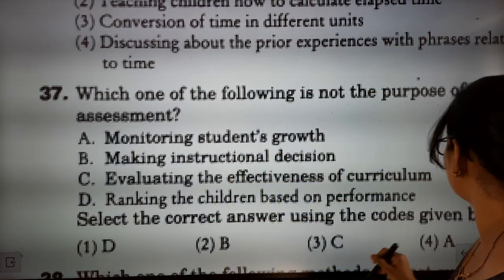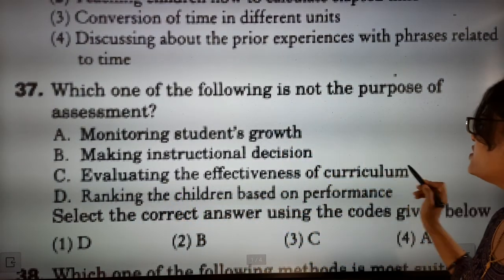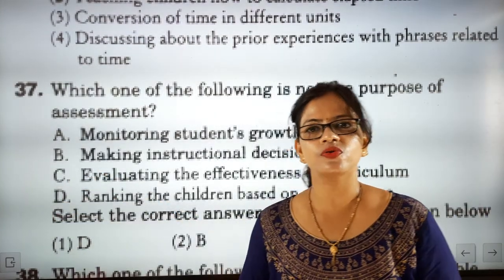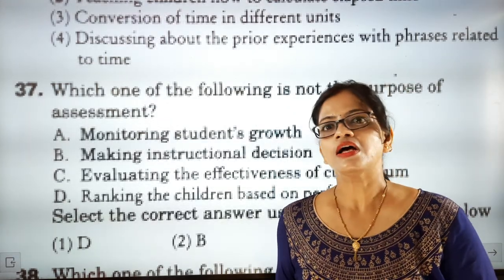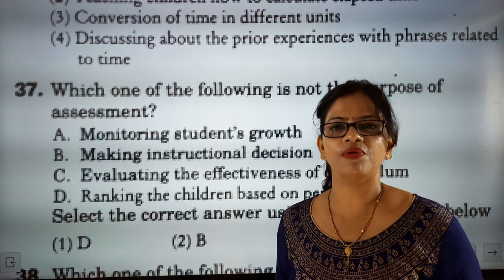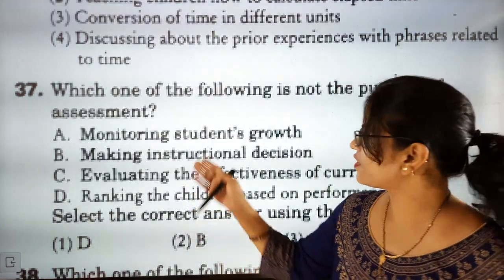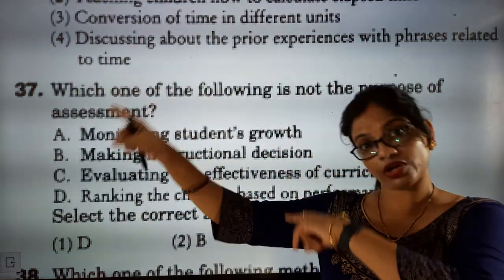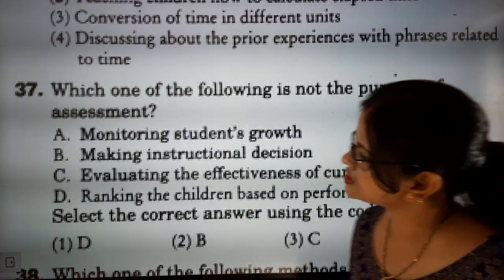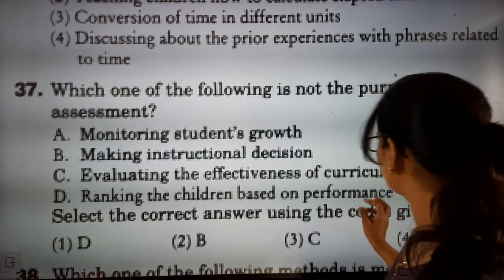So select the correct answer using the codes given below. What will be the correct answer? Now, evaluating the effectiveness of the curriculum. You made a curriculum and chapters. Whatever curriculum has been made for the child, assessment's real purpose is to evaluate that curriculum, the chapters given to the student, whether it is correct or wrong. So the assessment part goes for the curriculum. Ranking the children based on performance: this is the most wrong method. Never should we do this.